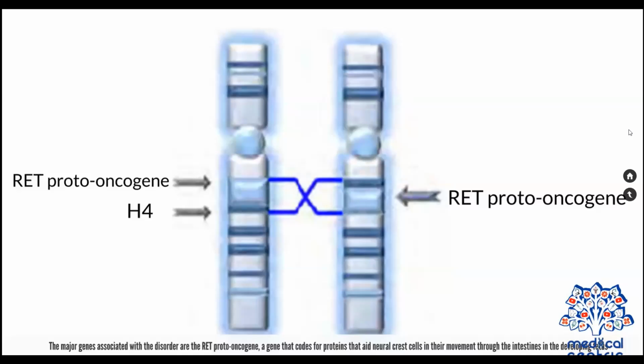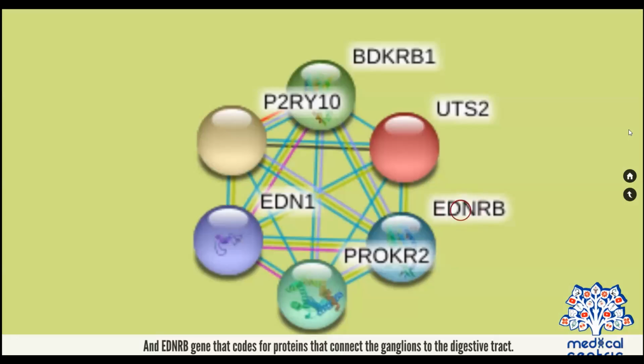The major genes associated with the disorder are the RET proto-oncogene, a gene that encodes for proteins that aid neural crest cells in their movement through the intestines in the developing fetus, and the EDNRB gene, that codes for proteins that connect the ganglions to the digestive tract.